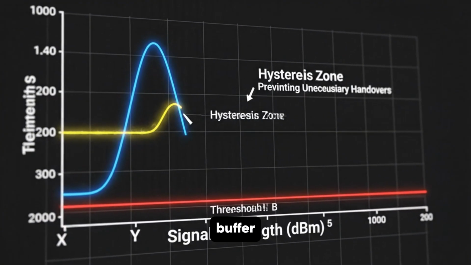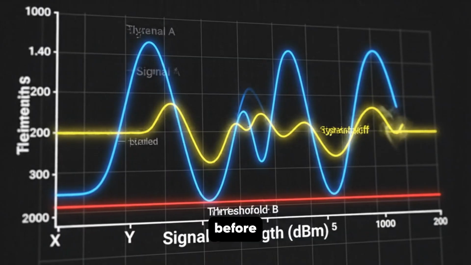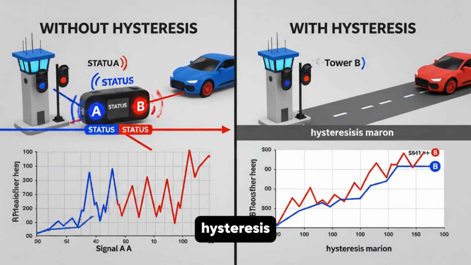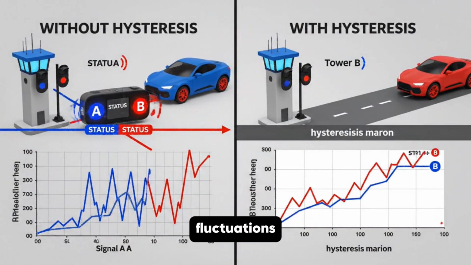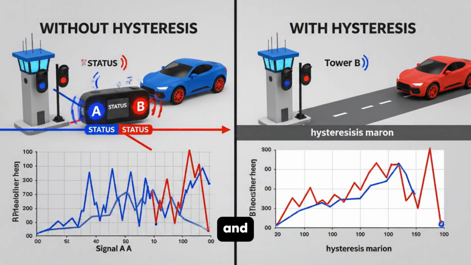Hysteresis adds a buffer margin, ensuring the neighbor cell is significantly better before triggering handover. Without hysteresis, small signal fluctuations cause ping-pong handovers, wasting network resources and battery power.